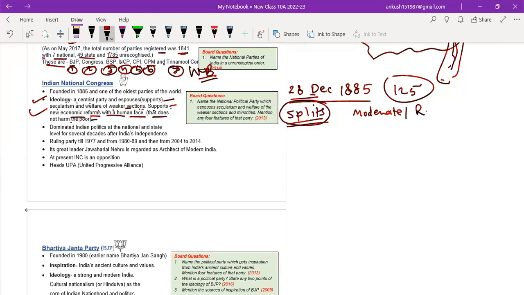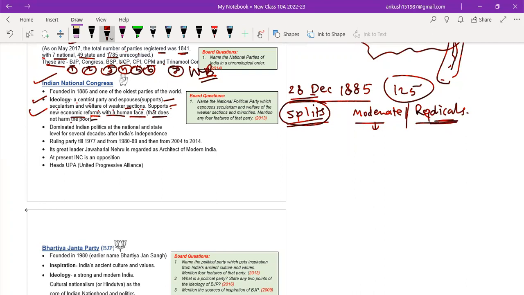moderates and radicals. Sir, Congress, INC. Yeah, that is INC. Moderates and radicals, they were two groups. Moderates were the people who did not want to have any violence in the country and they wanted to have the issues solved with talks.